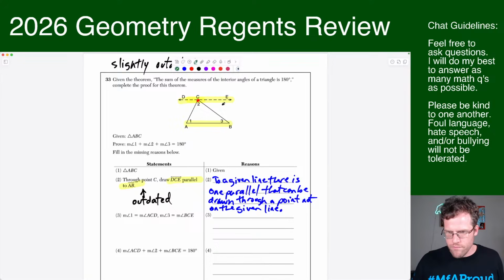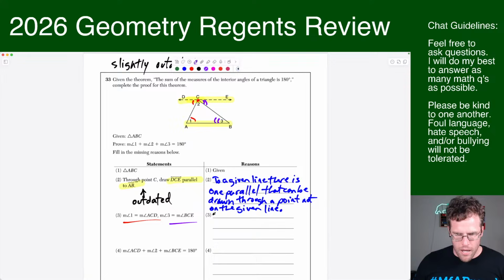So cool. But now let's think about this part. The measure of angle 1 is equal to the measure of angle ACD. So they're saying these are the same. And then they're saying the measure of angle 3 is equal to the measure of angle BCE. These are alternate interior angles. So that's why they made the parallel line.